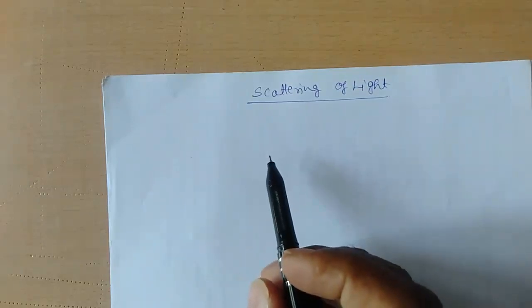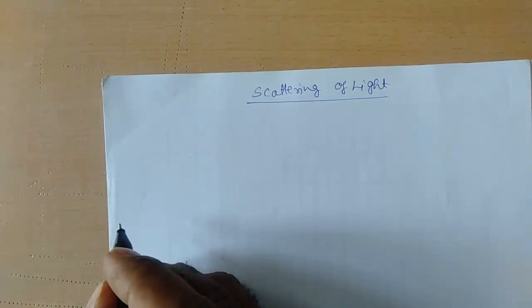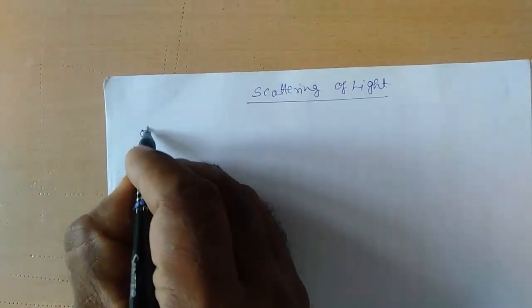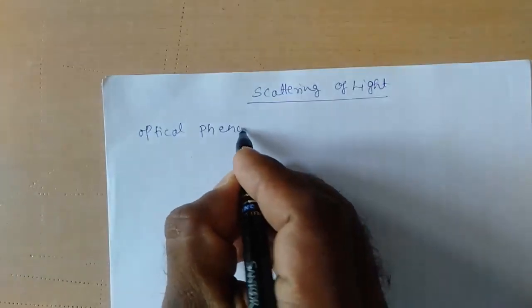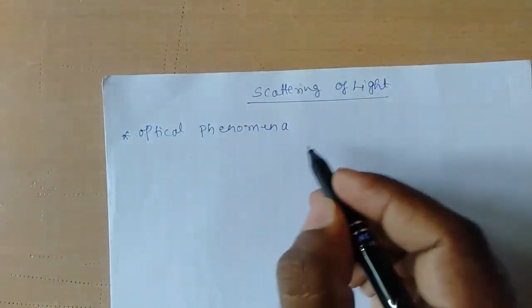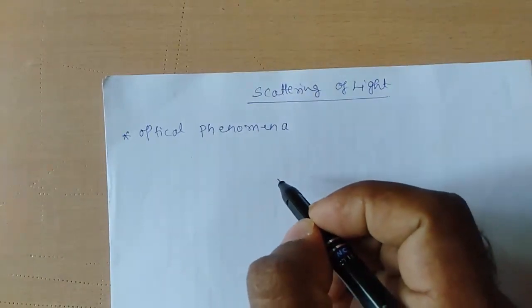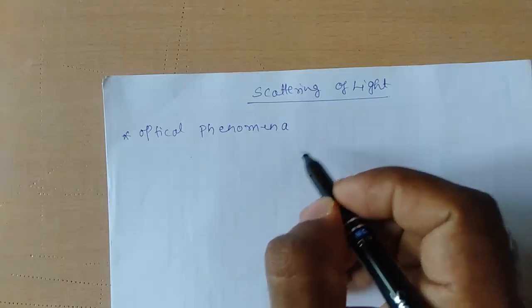There is scattering of light. So basically let us see what we mean by the scattering of light. Scattering of light is an optical phenomenon. So it means that it is concerned with light. So what happens whenever any light is traveling through the medium.